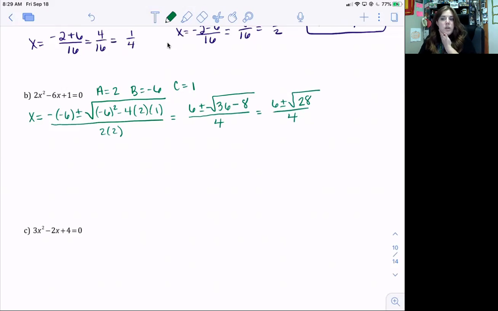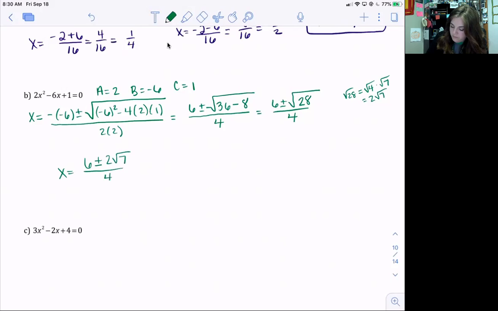Okay, the square root of 28 doesn't simplify perfectly, but we can break it apart. So the square root of 28 can be broken up into the square root of 4 times the square root of 7, and the square root of 4 is 2. So this can be rewritten: x equals 6 plus or minus 2 square root of 7 over 4.